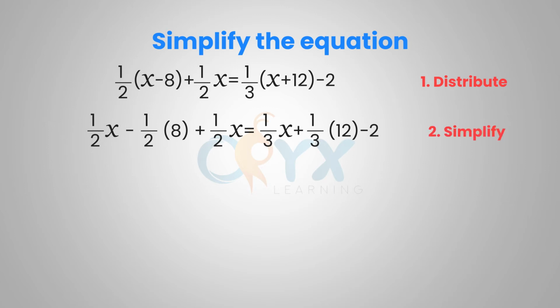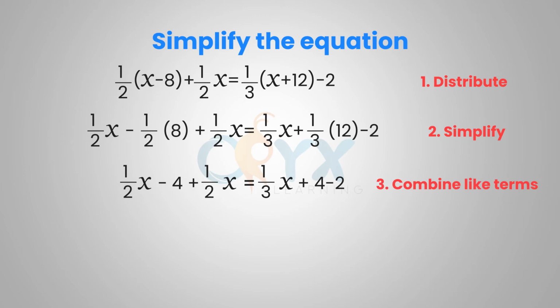We can simplify. So 1/2 of 8 is 4. 1/3 of 12 is also 4. So now I have 1/2 x minus 4 plus 1/2 x equals 1/3 x plus 4 minus 2. We can combine like terms. 1/2 plus 1/2 is 1, so we have 1x minus 4 on the left. 4 minus 2 is 2, so 1/3 x plus 2 on the right.